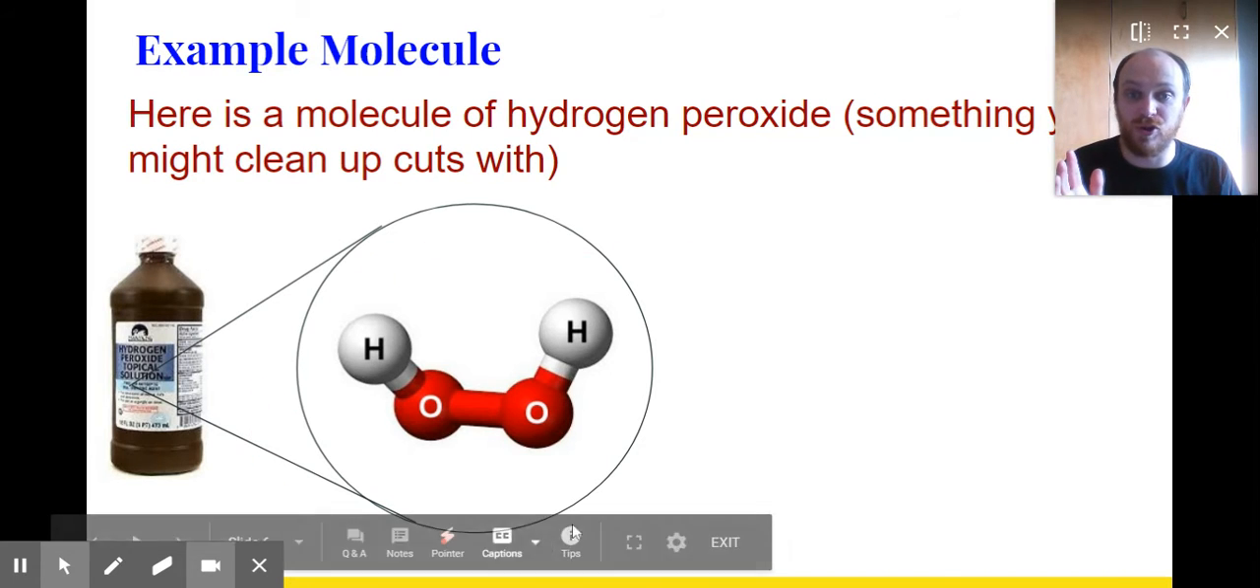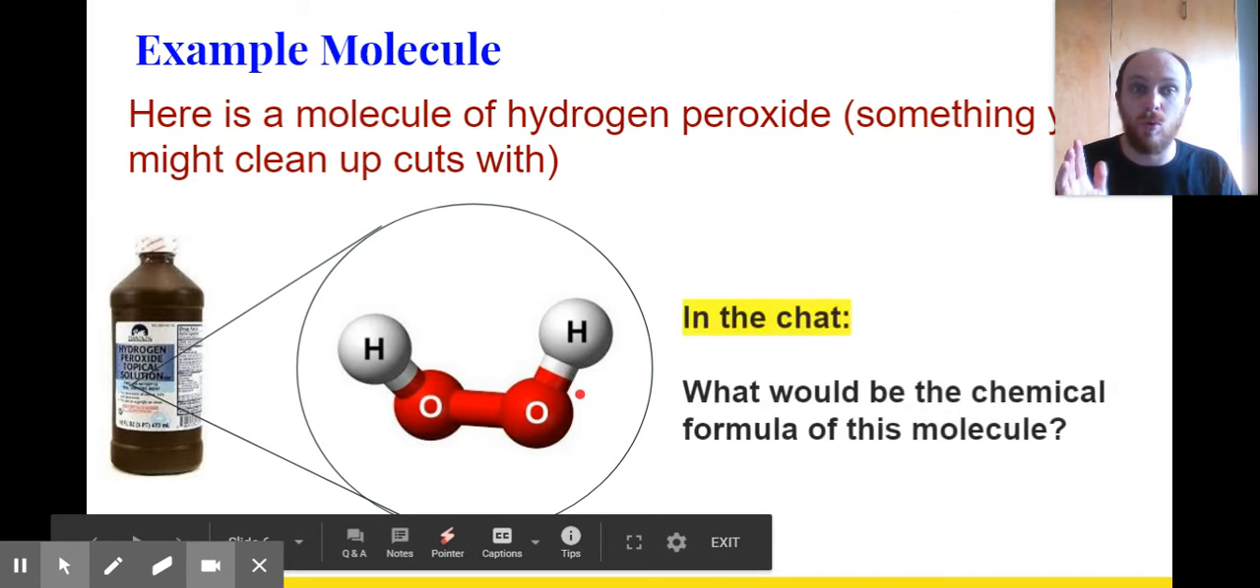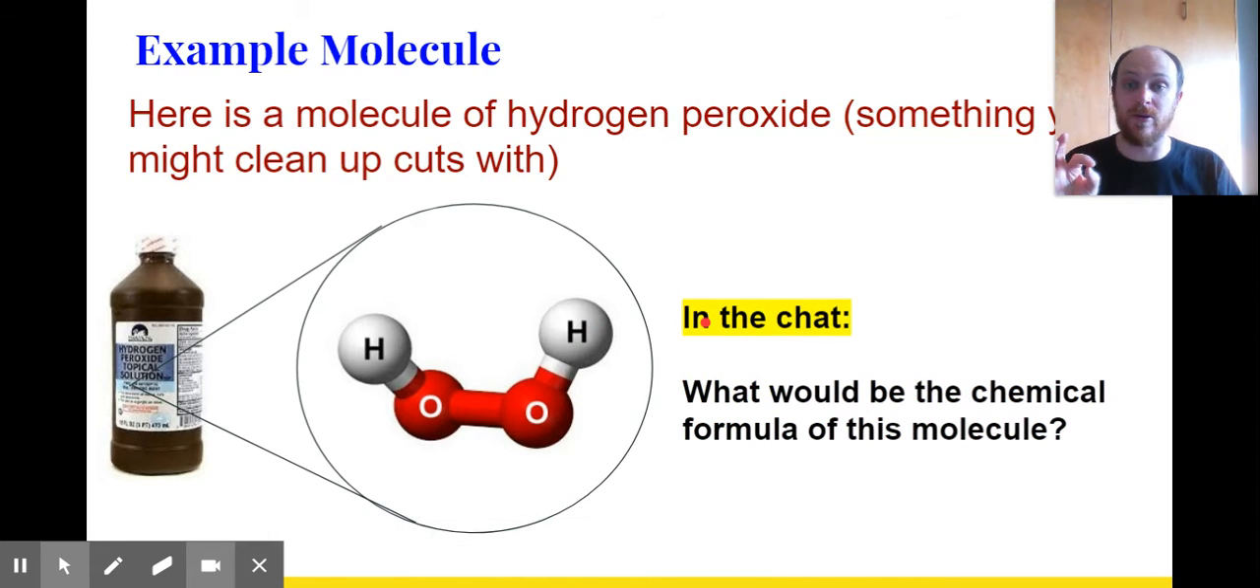Okay, so you've seen this molecule before. I want to know, what would the chemical formula be? So pause it right now and see if you can figure it out. What are the letters? How many of each? Remember, maybe write down the letters and then write down the numbers after it. So pause me, check yourself to see if you can do this.